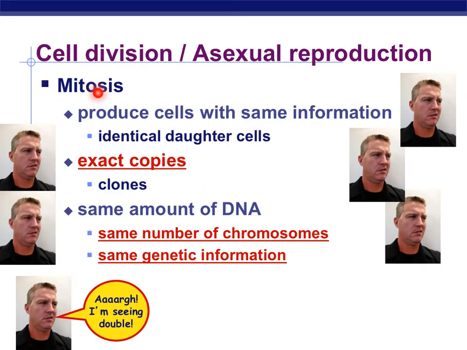As a review of mitosis, remember that the result of mitosis is to produce identical daughter cells with the exact same information in each daughter cell. The daughter cells are clones or exact copies of one another, and they are exact copies of the parent cell.